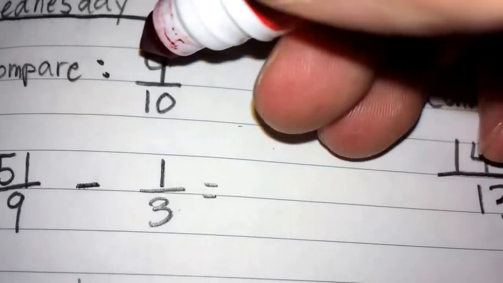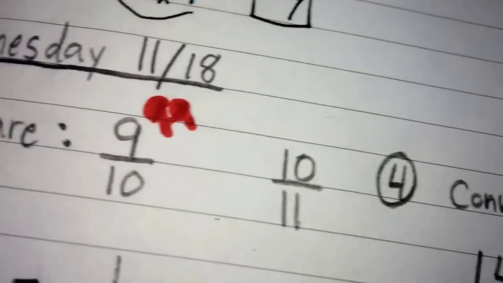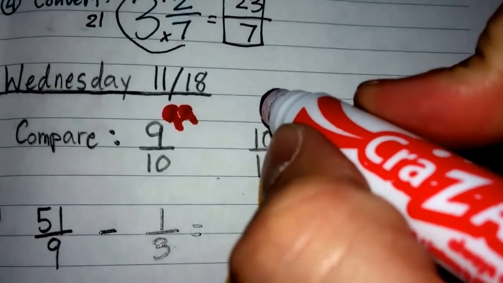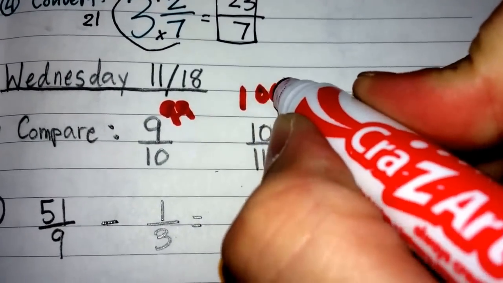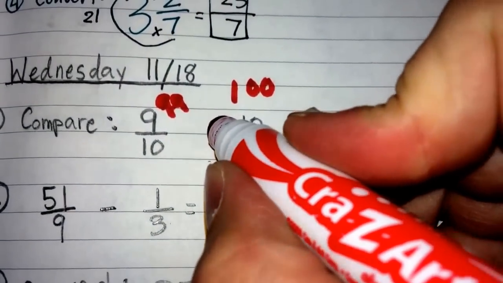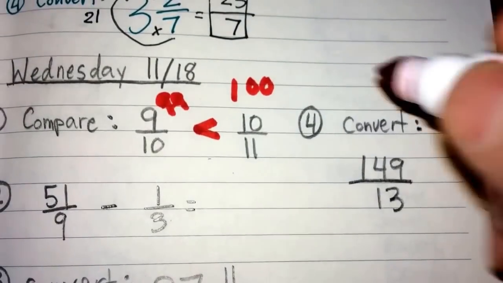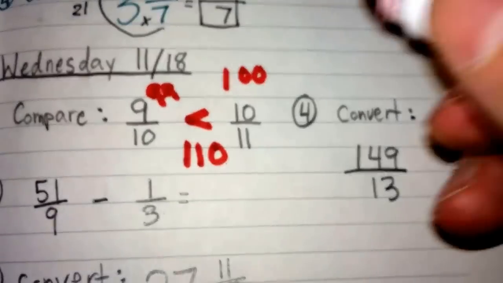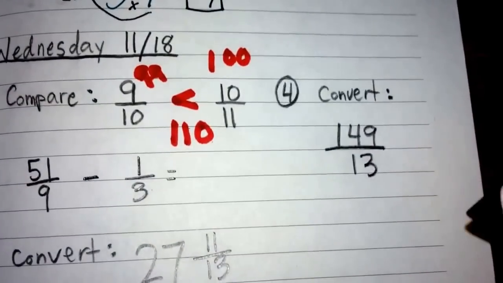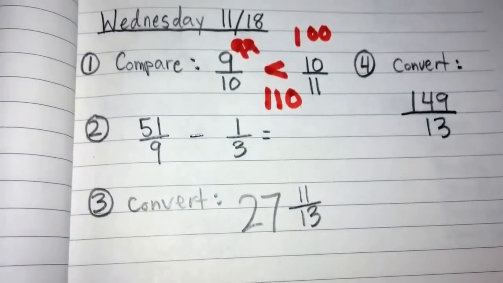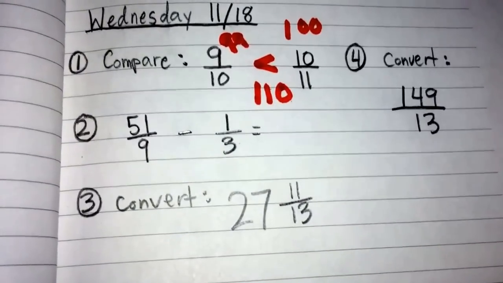So, 11 times 9 will get us 99. Whew, sloppy. And 10 times 10 will get us 100. I get a better view here. So I know that 9/10 or 99 is less than 100. Okay, and that would be 99/110 or 100/110 would be our two equivalent fractions. Okay, number 2, I've got 51/9 minus 1/3.